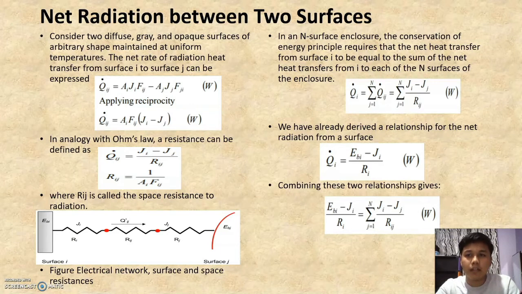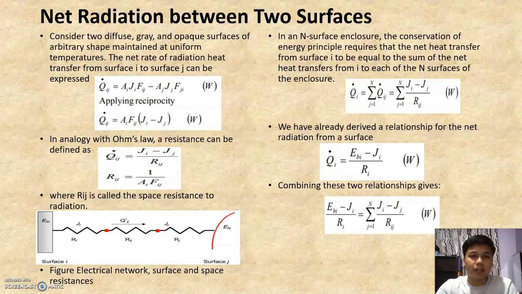The last one is the net radiation between two surfaces. We consider two diffuse, gray, and opaque surfaces of arbitrary shape maintained at uniform temperatures. The net rate of radiation heat transfer from surface i to surface j can be expressed as the following formula. In analogy with Ohm's law, a resistance can be defined as shown in the figure, where R_ij is called the space resistance to radiation. The figure shows the electrical network of surface and space resistance.